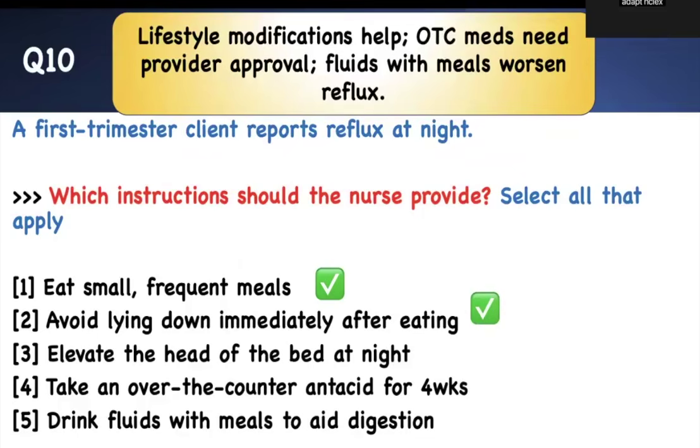You should avoid lying down right away after you eat, or else you reflux. You got to keep your head elevated. You cannot take antacid for 4 weeks. If you got to take it at all, 2 weeks. And if you're pregnant, you got to talk to the doctor before. You should not drink with meals to aid digestion. This is going to make things worse.